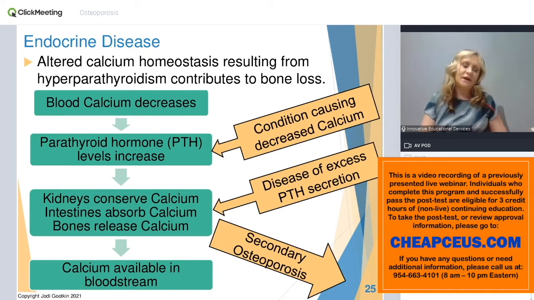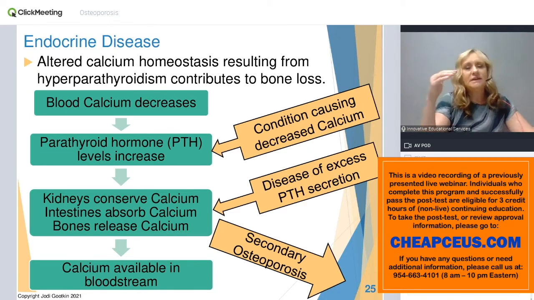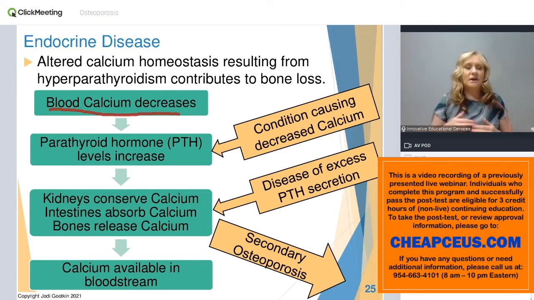Looking specifically at endocrine disease, the cascade of events that happens here, first we need to revisit normally what should be occurring related to the endocrine system and our bones. What happens when we have a decrease in our blood calcium levels? If that calcium is not present in our circulatory system for our muscles and nerves to function, that is going to trigger the parathyroid gland and is going to release the parathyroid hormone.